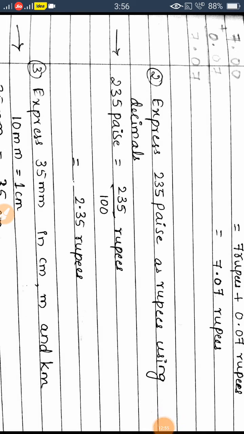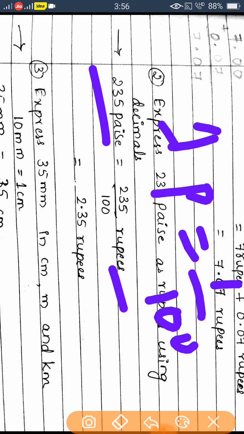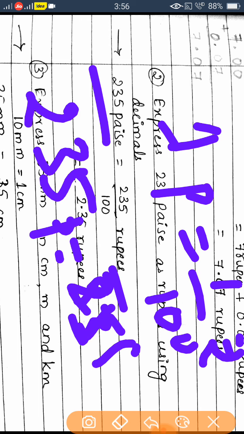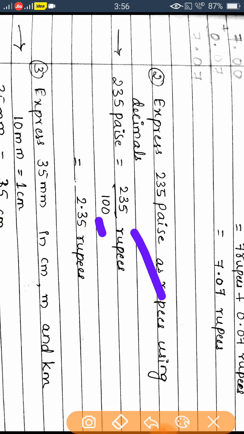Express 235 paisa as rupees. Just now I said 235 paisa we can write as 235 divided by 100 rupees, because 1 paisa is equal to 1 by 100, so 235 paisa is equal to 235 by 100. That's why we have written it directly. So the number of zeros in the denominator is 2, so I count 1, 2 places before, and we have kept the decimal. So it is 2.35 rupees.